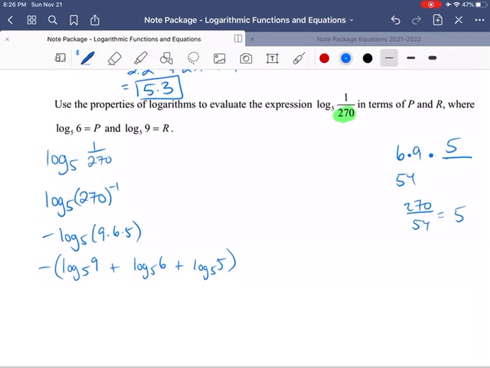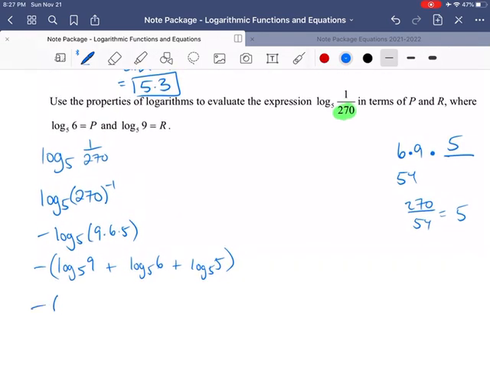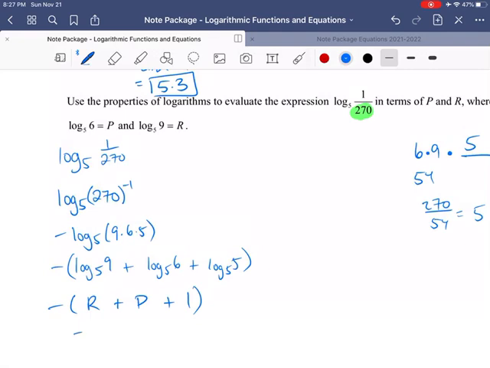All right. Now log 5 of 9 is r, log 5 of 6 is p, and this is going to be 1. So if we distribute the negative, we get negative r plus negative p minus 1 as a simplified expression.